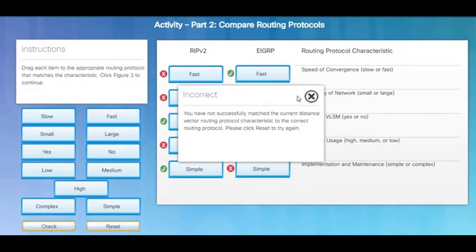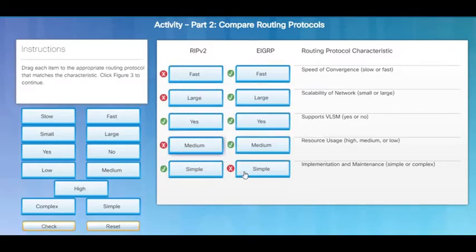Okay, so we have several wrong answers. So let's try and fix that up. For RIP v2, though it's still an enhanced version of RIP v1, it's still considered slow in terms of convergence. In terms of scalability of network, though it is already an enhanced version of RIP, it still doesn't support large networks. Remember that. They both support VLSM, so that is yes.